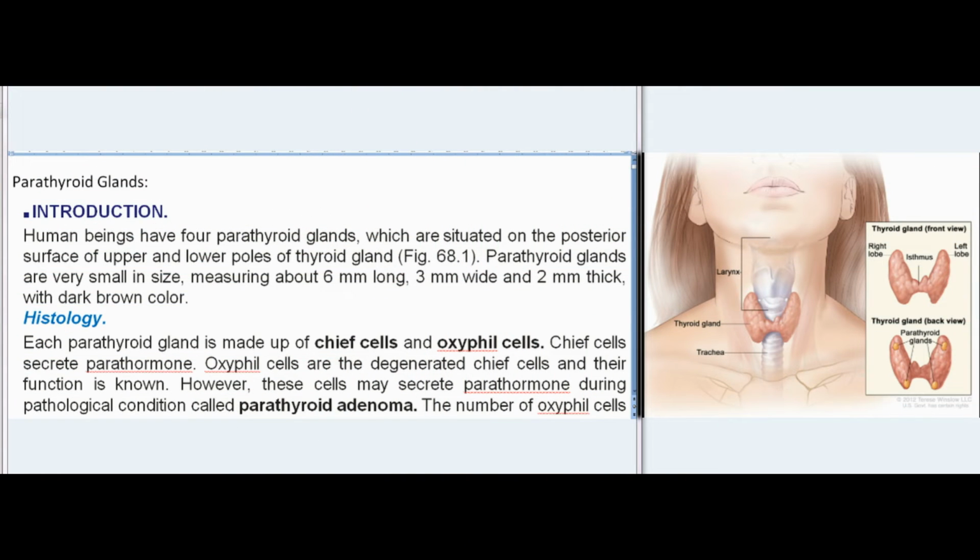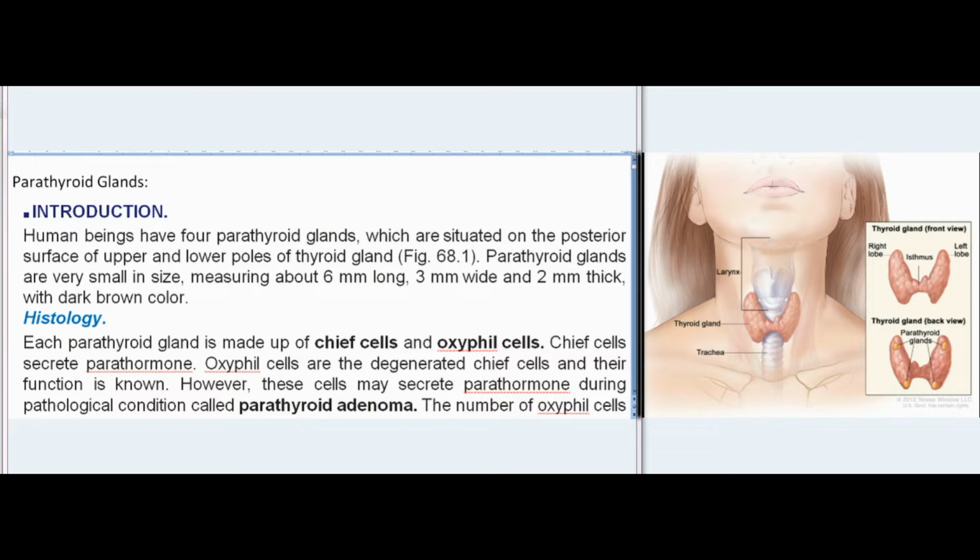Parathyroid glands and physiology of bone. Introduction. Human beings have 4 parathyroid glands, which are situated on the posterior surface of upper and lower poles of thyroid gland, Fig 68.1. Parathyroid glands are very small in size, measuring about 6 mm long, 3 mm wide and 2 mm thick, with dark brown color.